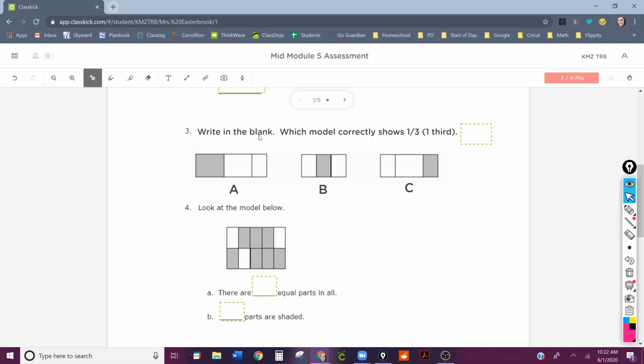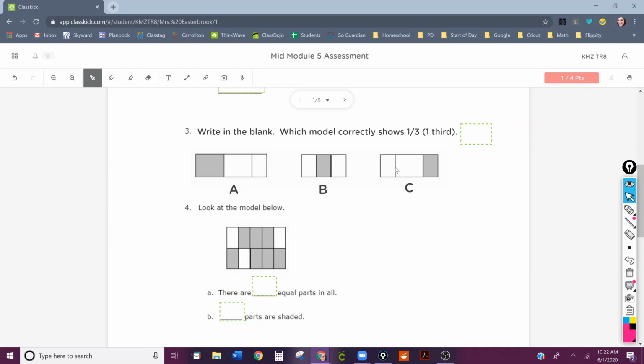Number 3, write in the blank. Which model correctly shows 1/3? So over here you can see there are 3 equal pieces, but all the pieces are different sizes. This one you can see there are 3 pieces and they all look like they're the same size, so we're thinking that's the correct one.